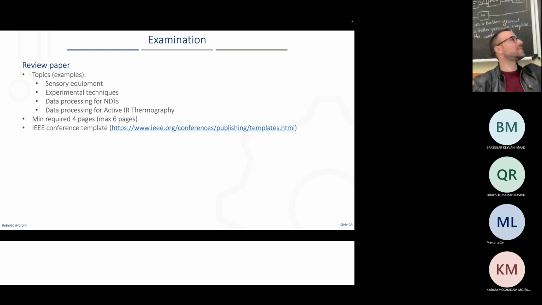So these are some examples of the topics. For example, a comparison of the sensory equipment for thermography, a comparison of the experimental techniques. Let's say, the question is, how can I make an excitation on my surface? Is it better to use microwaves or lasers? Make a review paper about this. So try to use your fantasy to ask a question and try to solve it in 4 pages in groups of 2. So maybe it will not take so long to earn this credit.